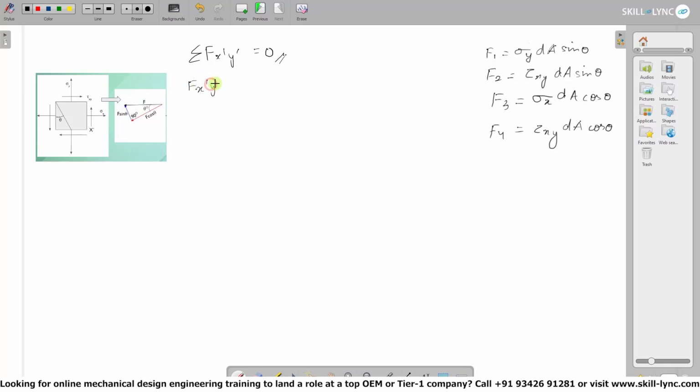which is f of x dash y dash minus f1 cos theta plus f2 sin theta minus f4 cos theta plus f3 sin theta. Now we have this difference in the signs because if we take it in the y direction, we can see that f1 is going downwards, so it's going to be negative, but f2 is going the other direction, so it's going to be positive. The same way it's for f4 and f3.